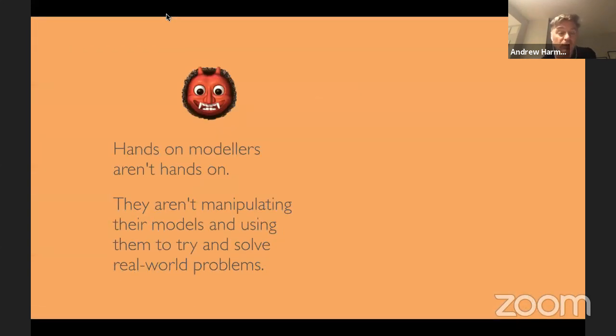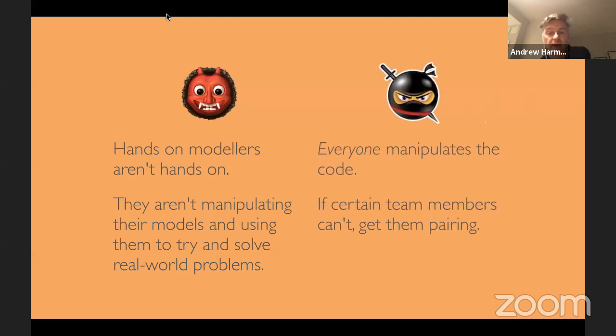So fundamentally, the problem here is that hands-on modelers aren't hands-on. And in this case, this was me. I wasn't hands-on. I didn't get to manipulate the models. I was just drawing lots of things on whiteboards, and I wasn't trying to use that to solve real-world problems. The way to solve this, and the way I began to solve it at the end, was making sure that I got to manipulate the code alongside everyone else. And this can even be used with team members who can't code, because you can pair them with people who can code. You can get your domain experts working with the code by sitting them down with a developer.